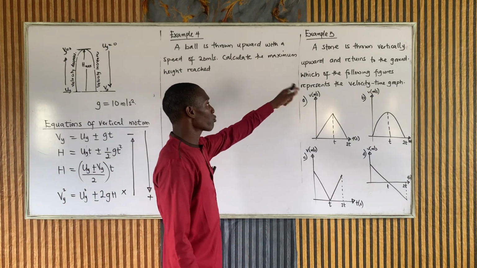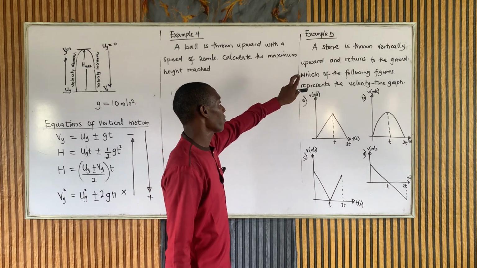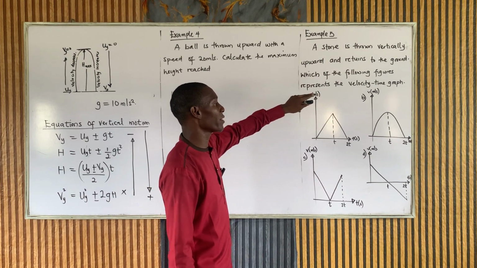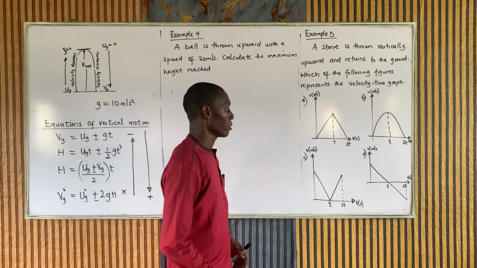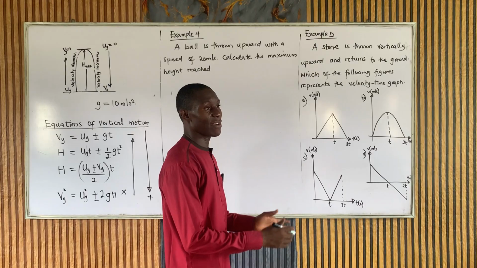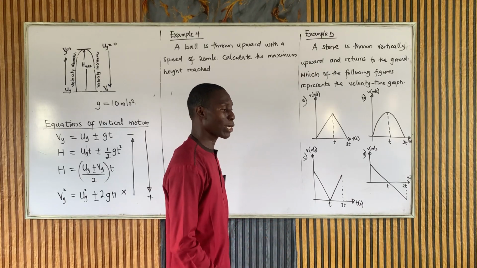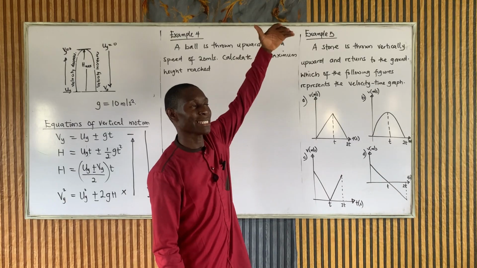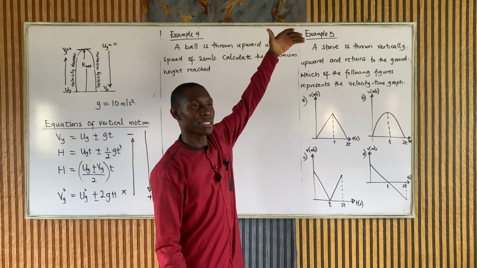A stone is thrown upward, that's example 5, and returns to the ground. Which of the following figures represent the velocity time graph? Now, this is a very simple question. Remember that when you throw an object up, the velocity reduces till you get to the maximum height. At that point in time, the velocity is 0.